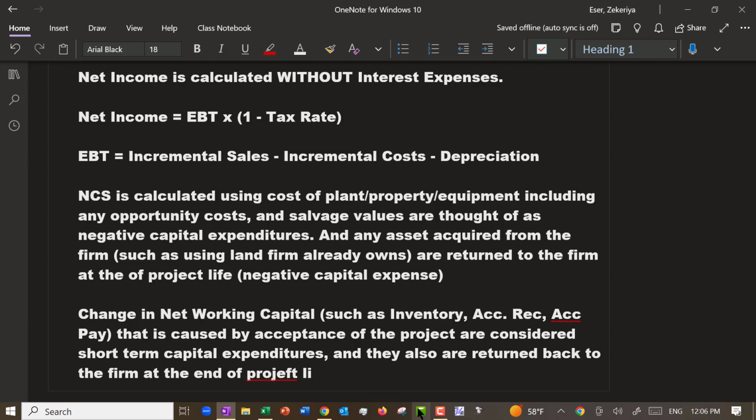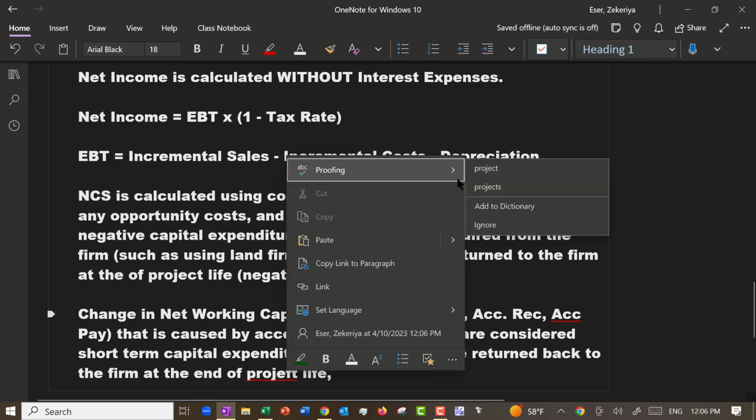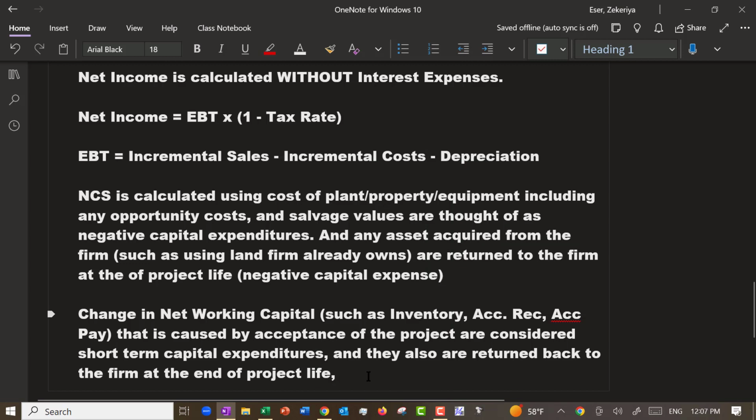I come up with a new product. Obviously, that product needs to be sold. As a result of any sales process, you have to keep inventory, and B, some of those sales are going to be made using trade credit. Well, all of that needs to be financed. The firm has to come up with the money to finance that. Hence they are short-term capital expenditures.